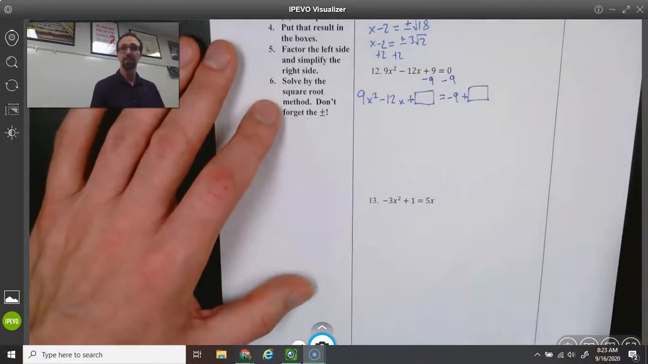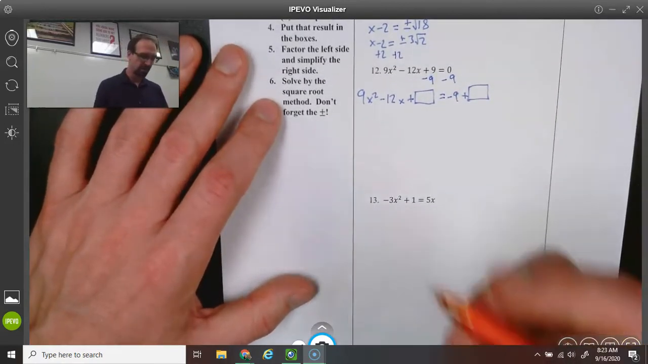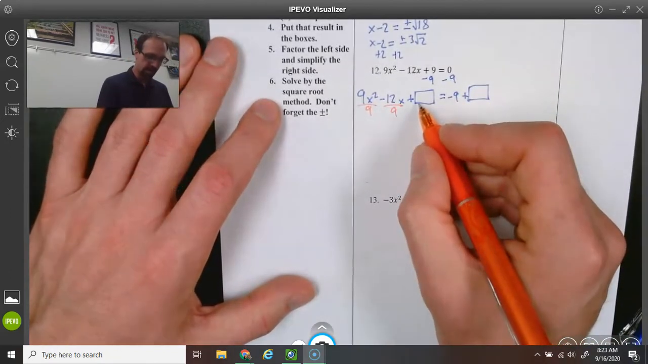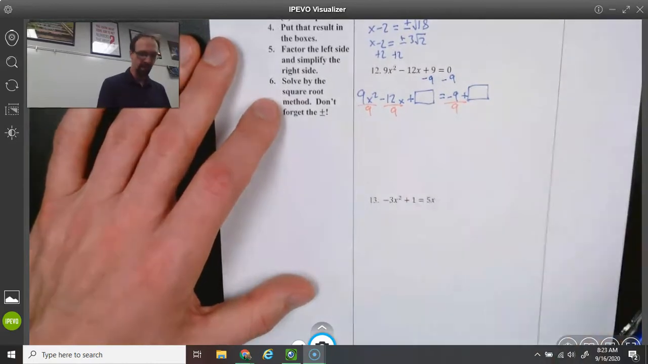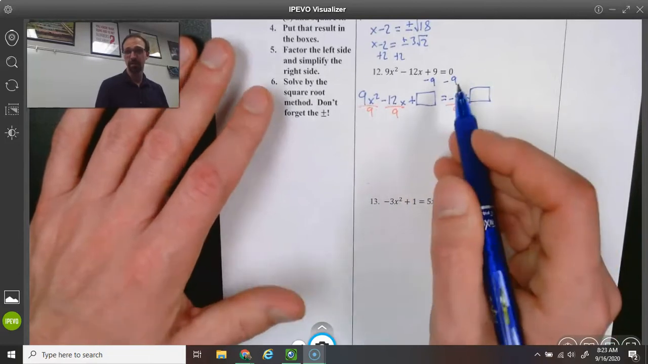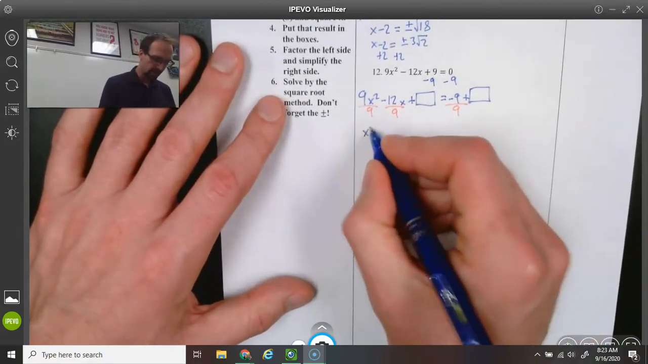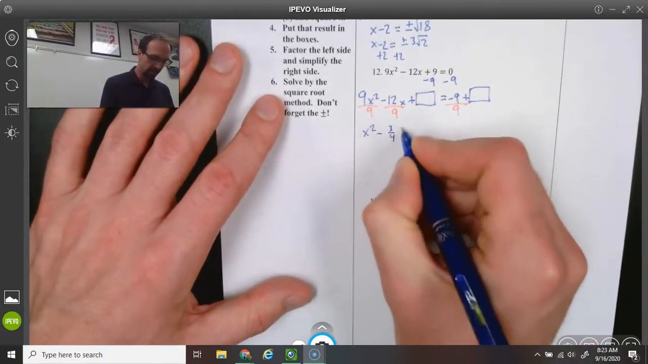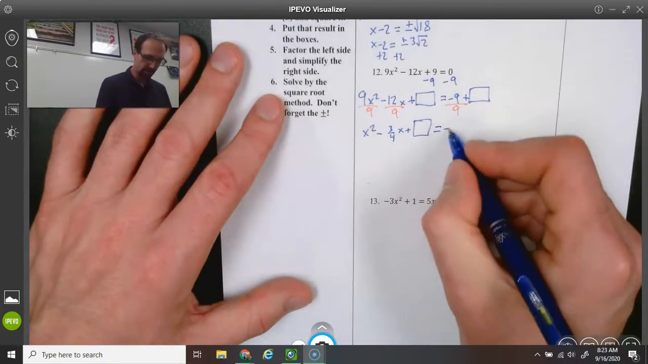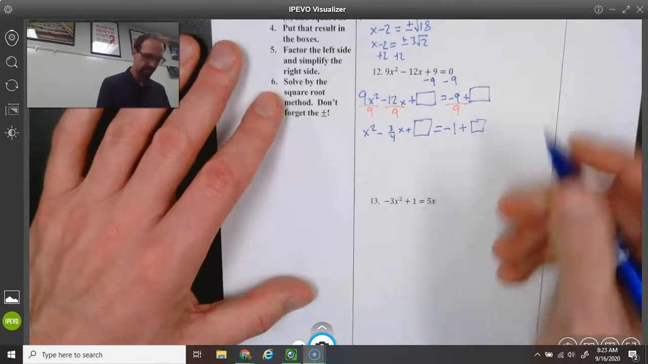Next thing I want to do is divide each of my terms by 9. So divide by 9, divide by 9. For here, when we divide by 9 on both sides, what we're essentially doing is dividing each term by 9. I went ahead and did that now. So that's going to give me x squared minus 3/4 x, still going to have this box, is equal to -1, and then the box.